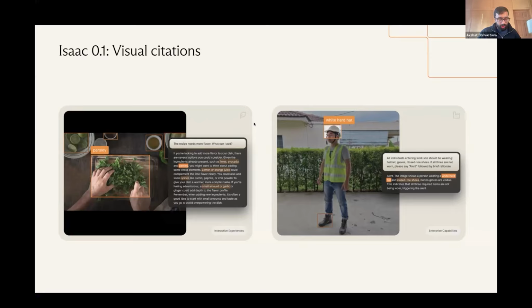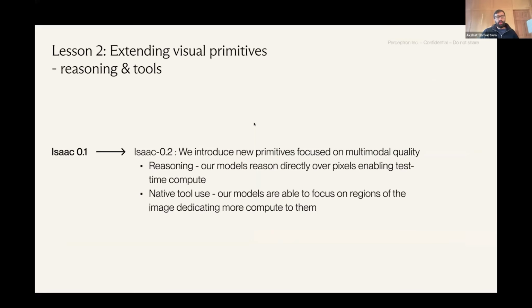So lesson one was focused on building the foundation. Lesson two is essentially on how do you extend into visual primitives. So the idea here is that the LLM community, if you take away vision, has been progressing forward, and there's a ton of advances that have come up primarily in two domains in test-time compute. One is text-based reasoning and being able to think through answers before you respond to them, and the second is through tool use, and that gives your model some ability to change the context it's interacting with.